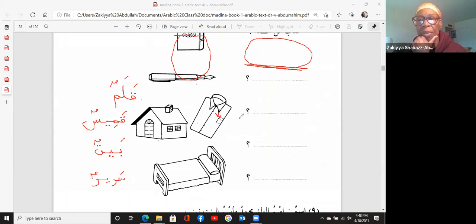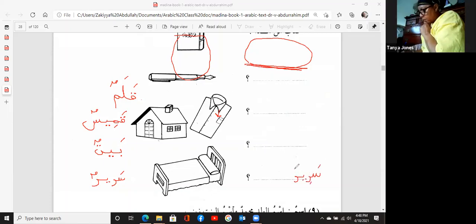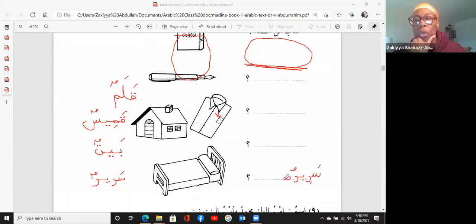Men hada. Good. Sariru. Sariru men hada. Man means who? Heather means this. Okay. Sariru men Heather. So they're saying, whose bed is this? Or the bed of who is this? It's the same thing.